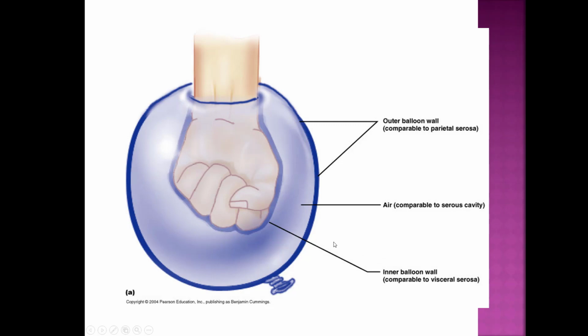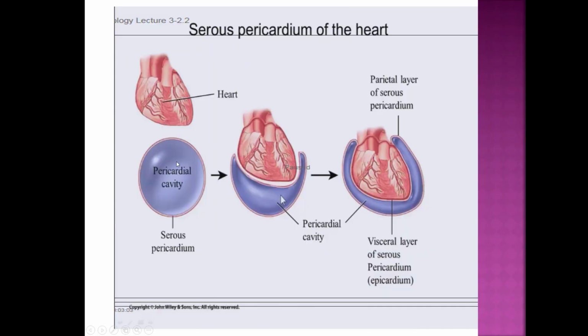So let me give you a practical picture of that. Let's take the pericardial cavity, which is inside the thoracic cavity. So I have this balloon between my lungs, just like this. And so this is going to be serous pericardium, just this balloon of serous membrane with air inside.